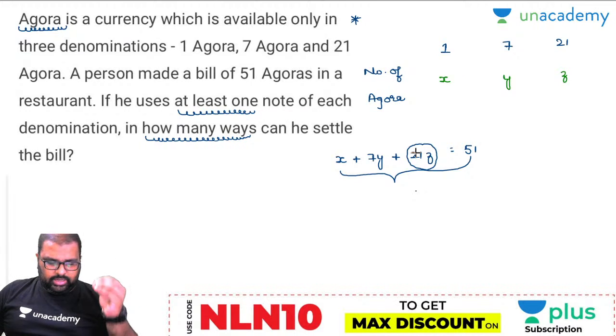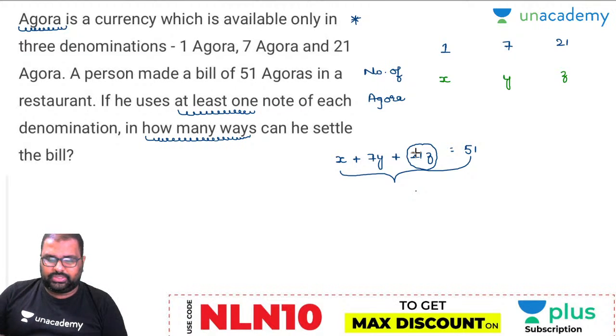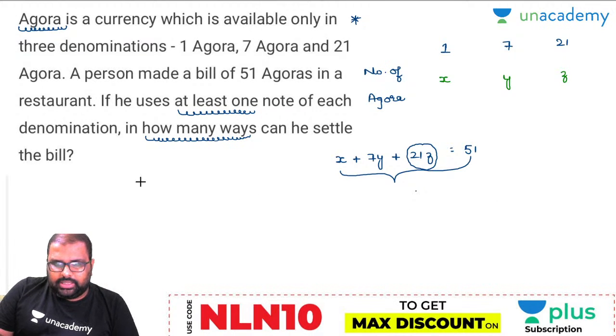21 ones are 21, 21 twos are 42, 21 threes are 63, which is more than 51. So z values will be only 2. This is the best procedure. Am I right or wrong? So look here, I will do it like this.